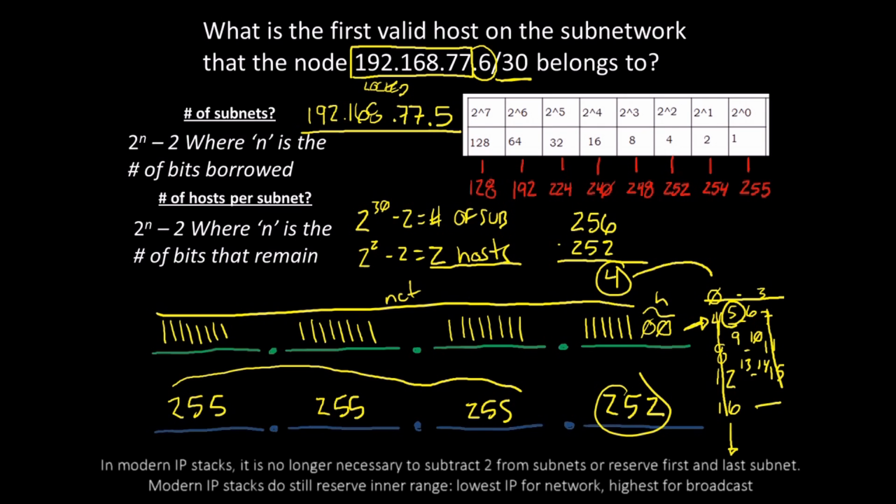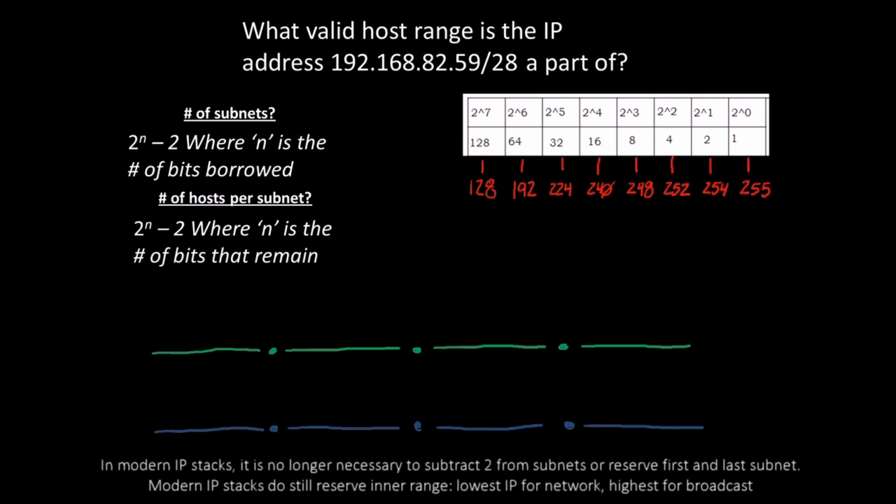Okay, so that was your second subnetwork problem. Not too bad. Now let's go ahead and do 2 more. So again, we have another word problem. What valid host range is the IP address 192.168.82.59 in? We're going to approach this one using the same methodology we've discussed in the last 2 problems. So we're only focusing at first on that /28. We're going to try to figure out that IP address. So we know that /28 is going to have the first 3 octets full.